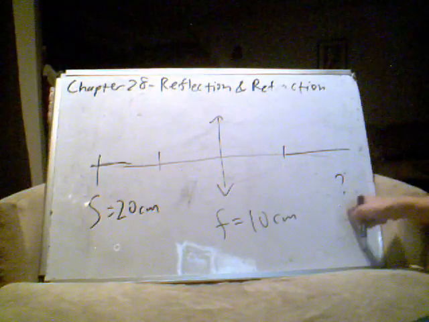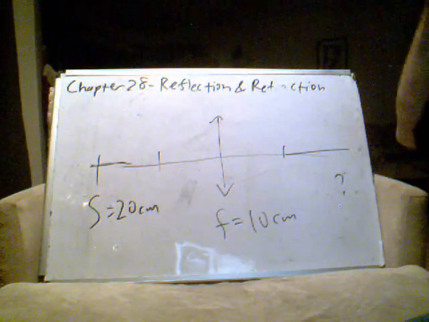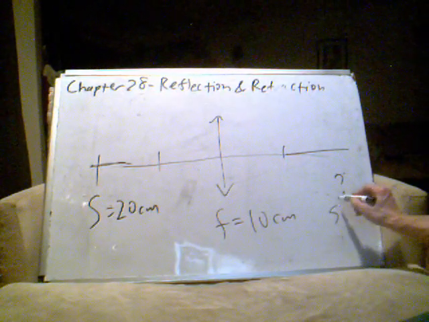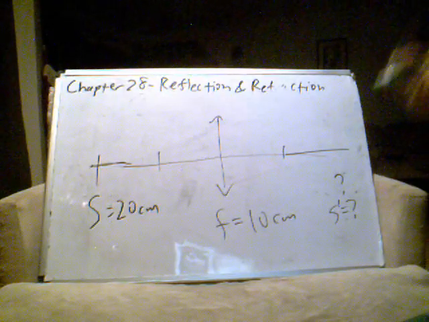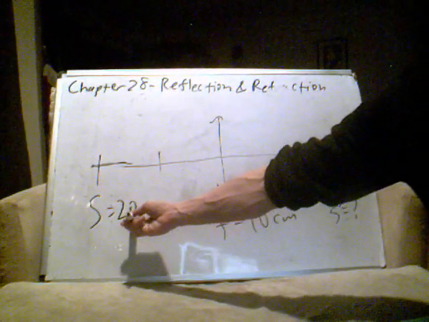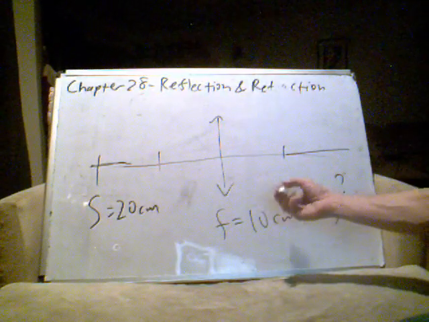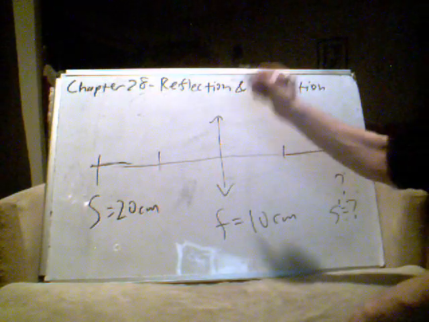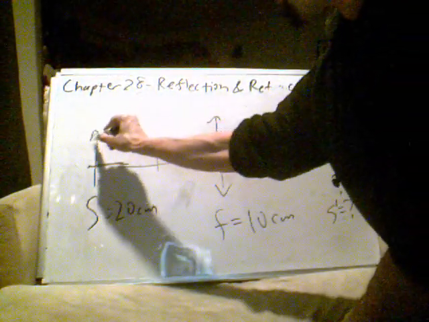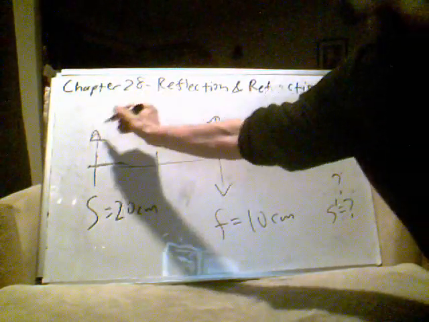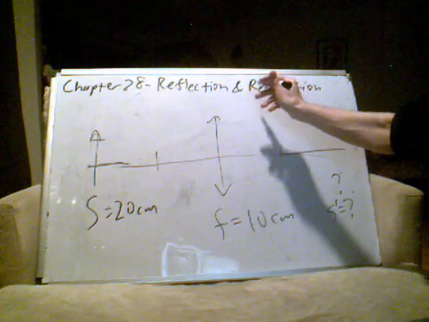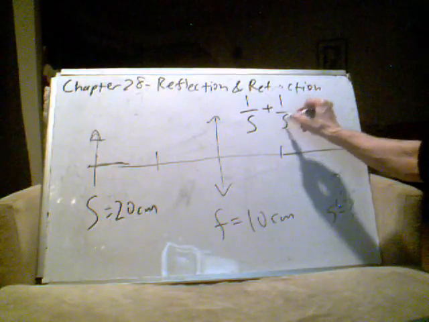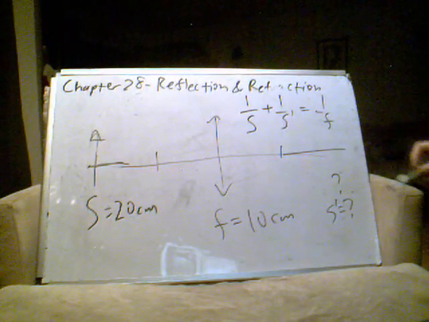Where is it going to make an image? Well, there's a relationship that governs how far an image is going to be in relation to the focal distance and the distance of the object from the lens. This is, by the way, supposed to be a converging lens. Now, let's say that the object is here, right? So I'm going to put a little arrow here to denote where it is. The relationship that governs where the image is going to be is 1 over the object distance plus 1 over the image distance is equal to 1 over the focal length.